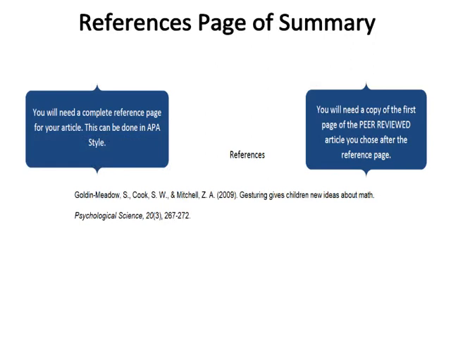The references page of the summary contains references for those sentences which you mention in the summary, and make it short, and also cite the references of the research article which is given to you to make the summary, which is titled Gesturing gives children new ideas about math. So you will also cite the references of the research article in APA format. You will need a complete reference page for your article. This can be done in APA style. You will need a copy of the first page of the peer-reviewed article you chose after the reference page.